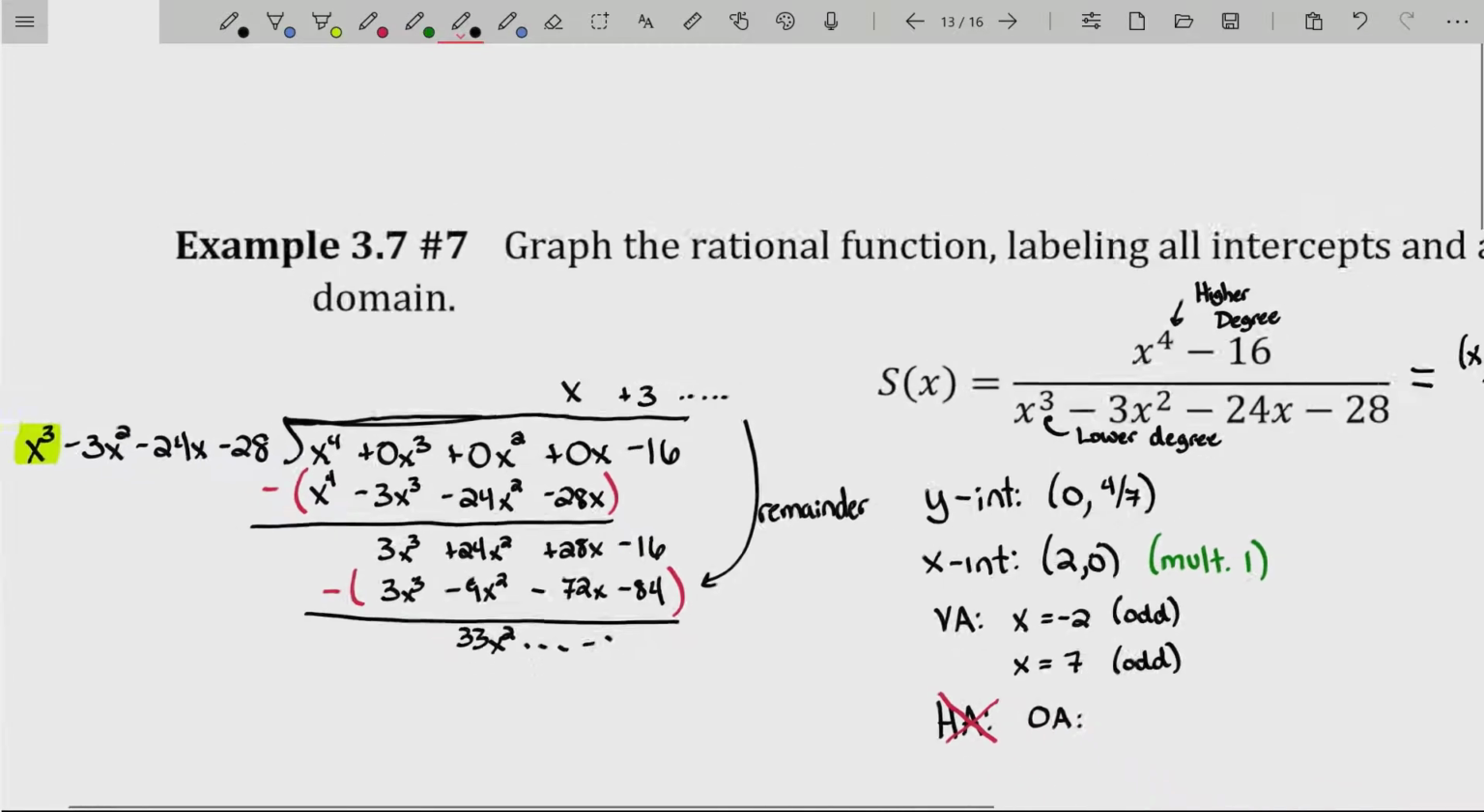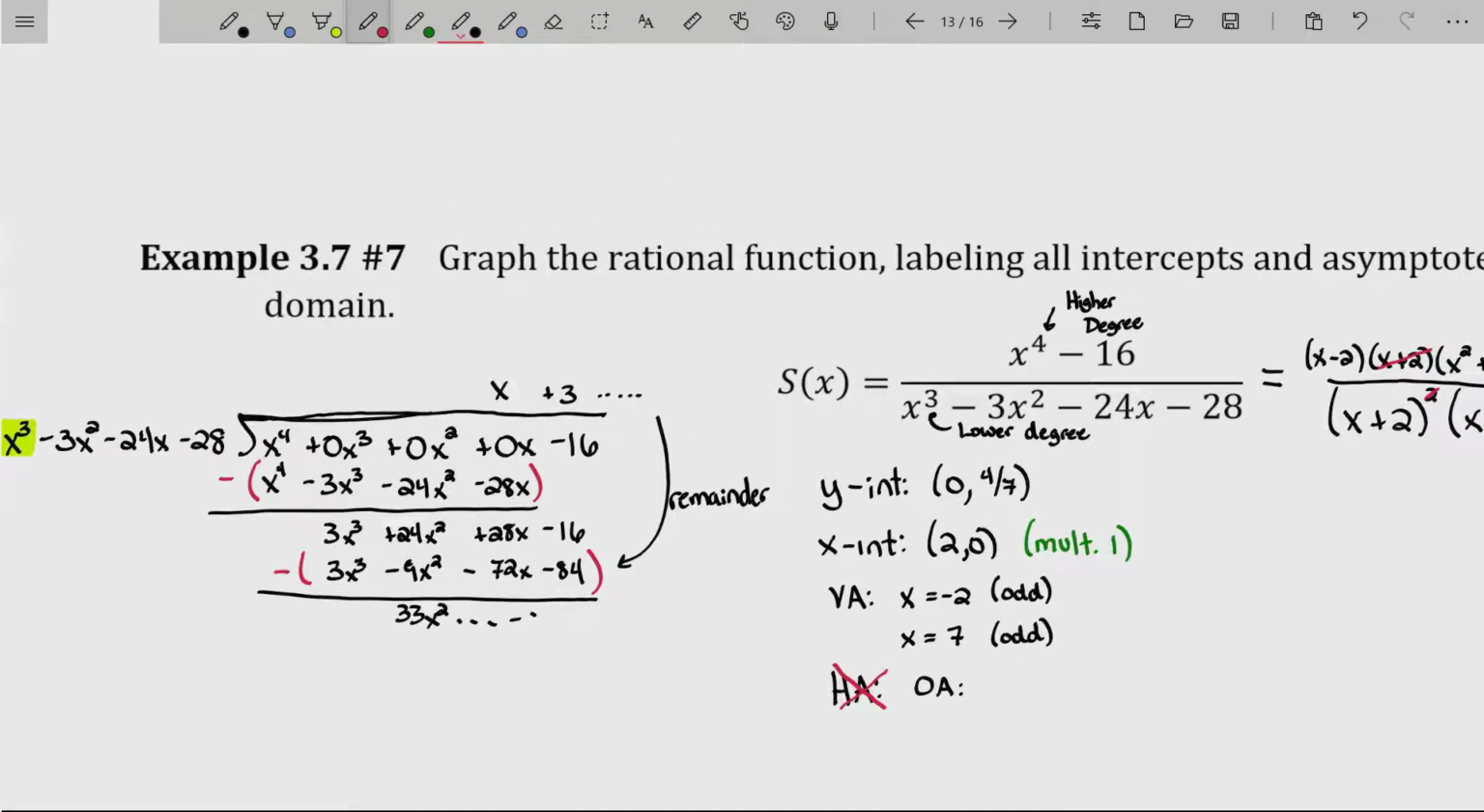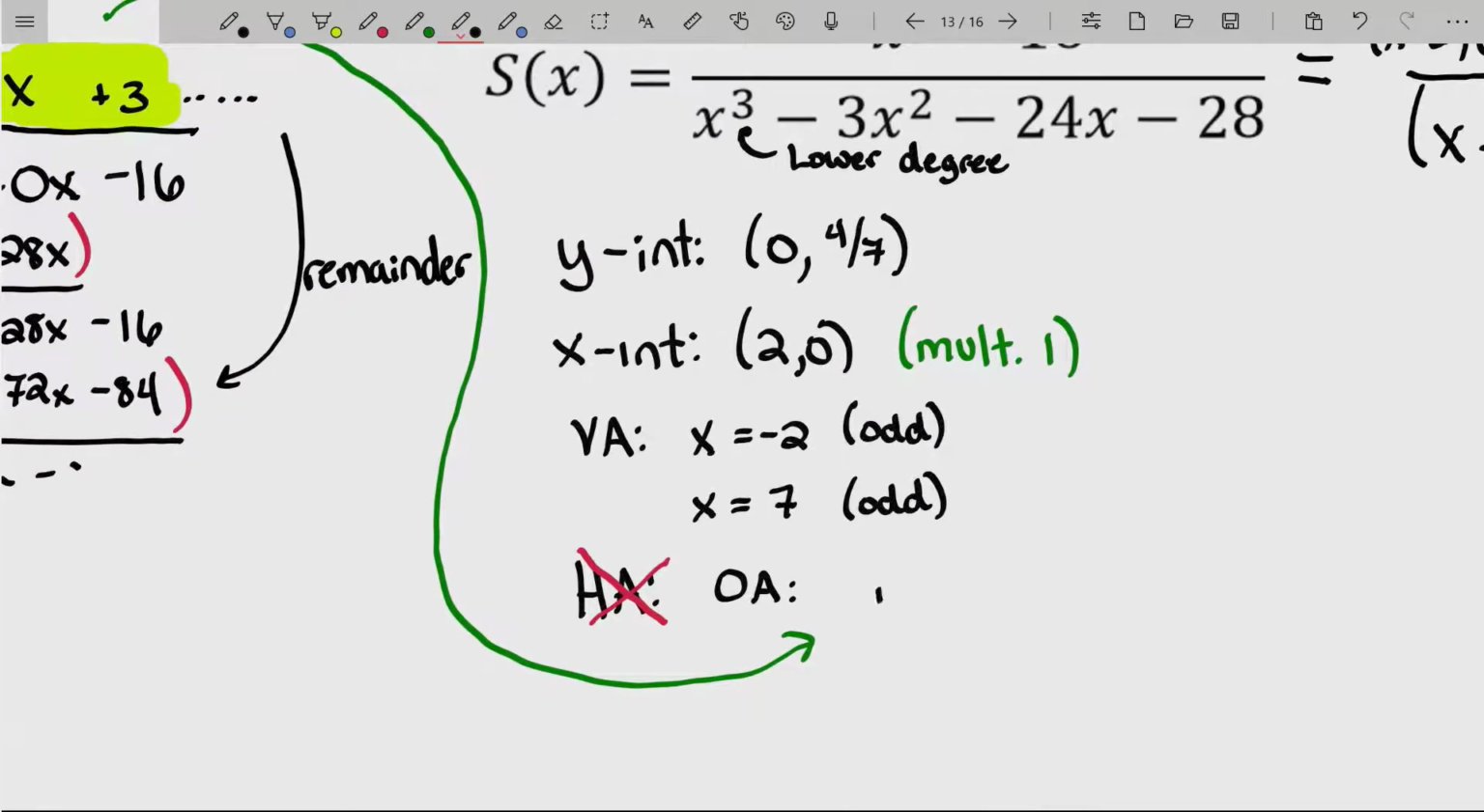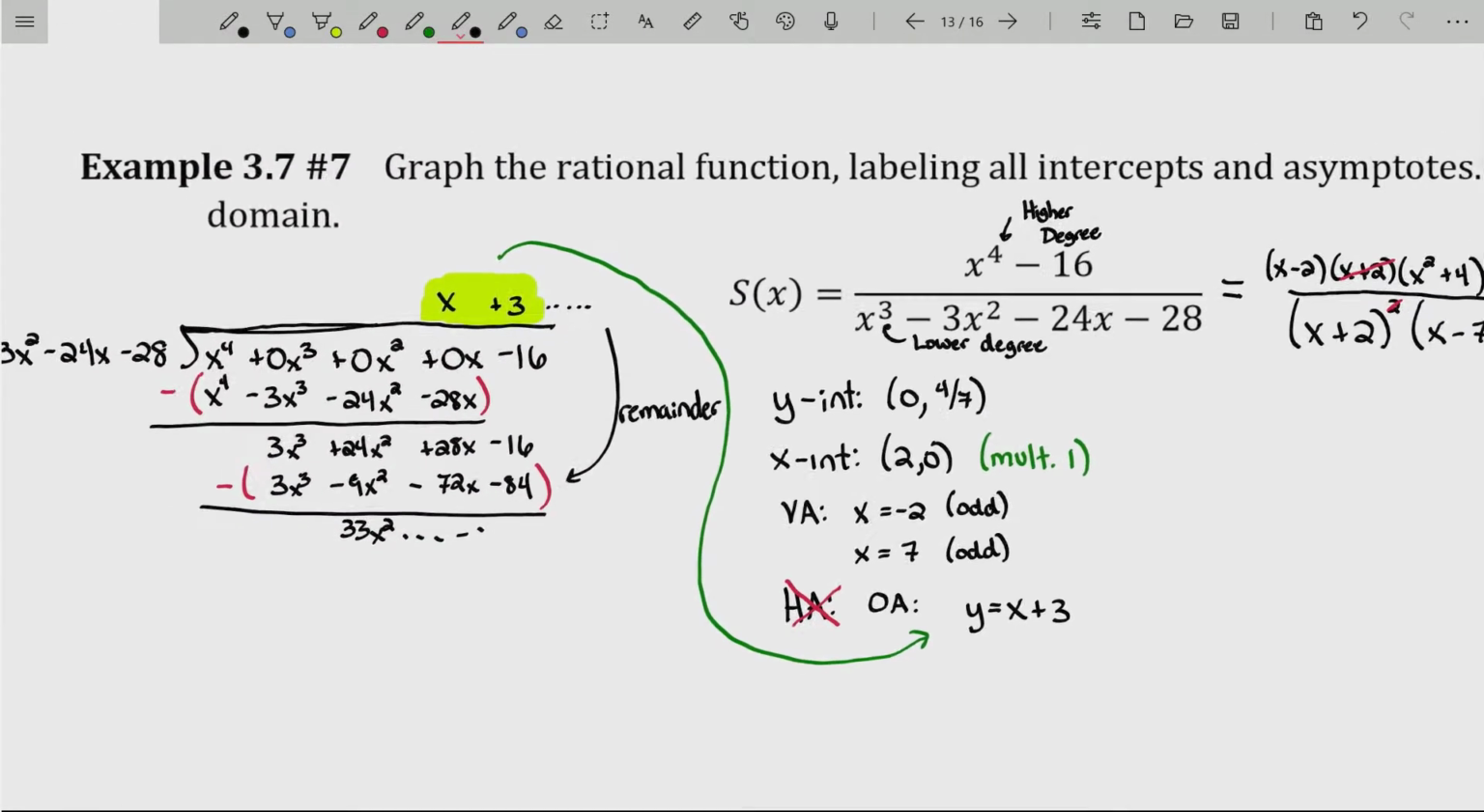Anyhow, my oblique asymptote is just this quotient right here. So I'll just grab that and put it right here. I know that the guideline to graphing is going to be y equals x plus 3. That's the guideline to graphing at the edges.